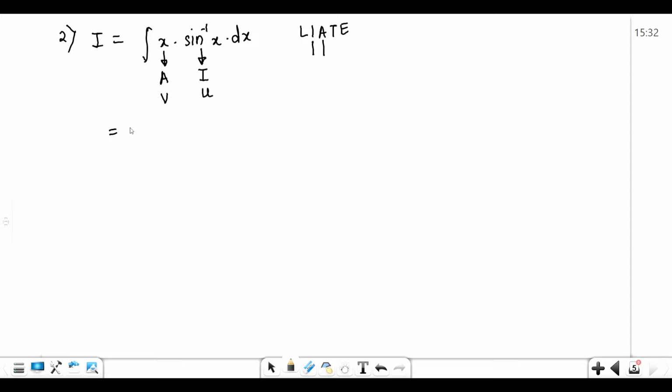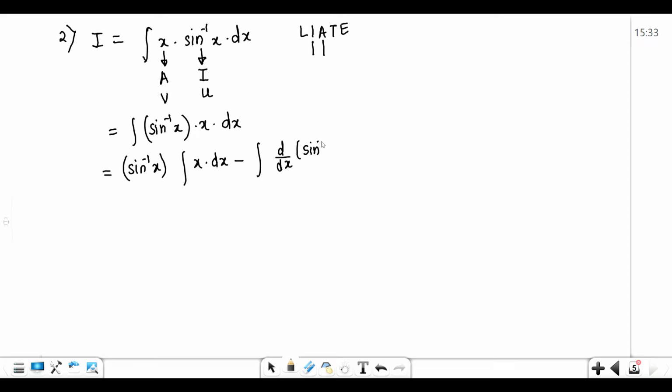So I'll just write u first multiplied by v. You can skip this step if you know already. Now we'll apply the by parts formula, keeping u aside. Then integration of v dx minus integration, then you have to take the derivative of u, then again the integration of v, bracket close, and the dx.